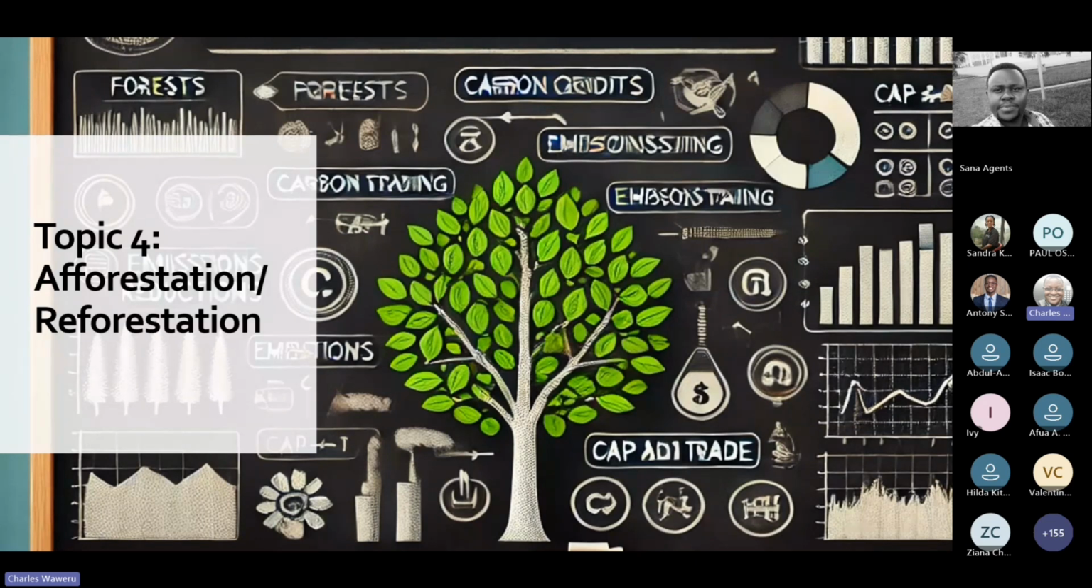Afforestation and reforestation fall under the class of what we call AFOLU, that is agriculture, forestry, and other land use. Within AFOLU, we have afforestation and reforestation. We also have agroforestry, REDD+, and things like soil carbon and whatnot. But for today's conversation, we shall be restricting our delivery to the areas of afforestation and reforestation. Nevertheless, should you have any question, please feel free to reach out.